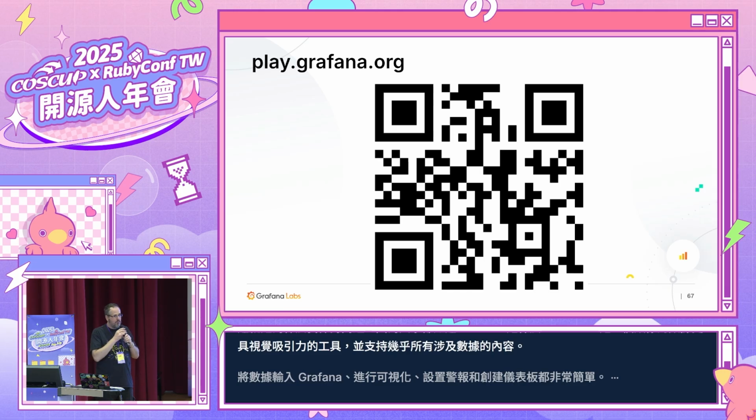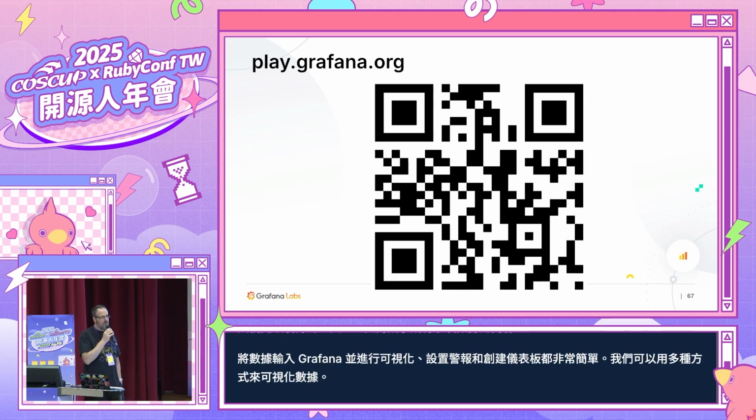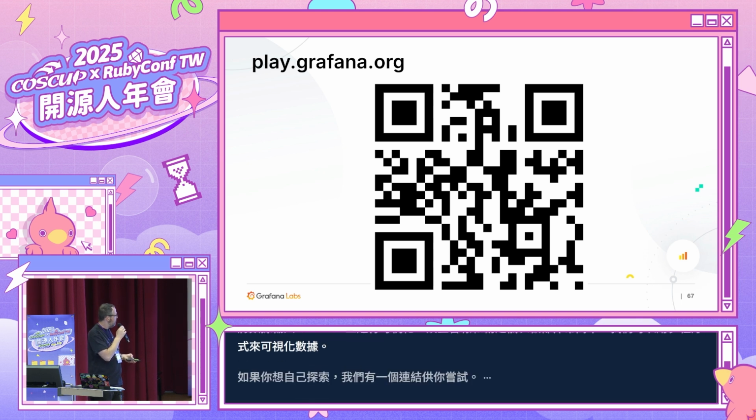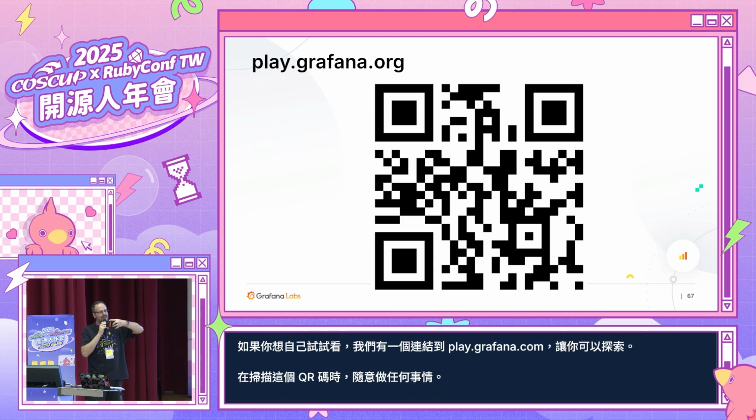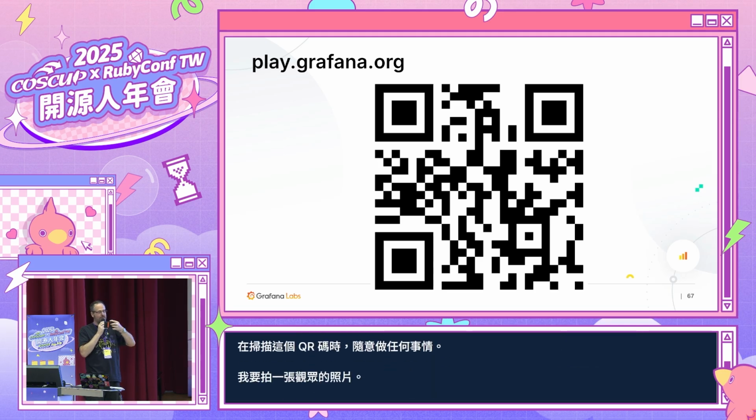If you want to play around with this yourself, we have a link to play.grafana.org where you can just do whatever. While you take a picture of this QR code, I'm going to take one picture of the audience. Efficiency, German efficiency.